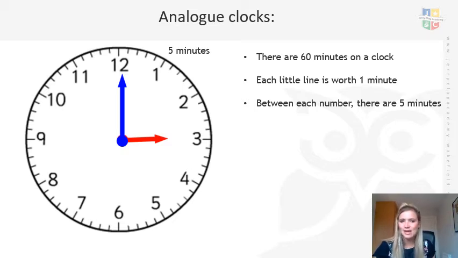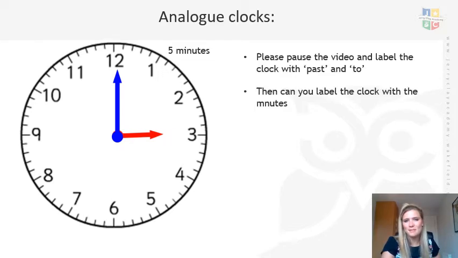Okay, I'd like you now to have a go at writing the minutes around the clock, just like my example on the screen. I wrote 5 minutes, which is next to the 1. You might write 10 minutes, which is next to the 2, and I would like you to carry that round all the way around the clock until you get back to 12. Okay, so pause the video, go back onto your Seesaw, or if you've printed it off, you can also be doing it on there as well. And I want you to have a go at doing that now.